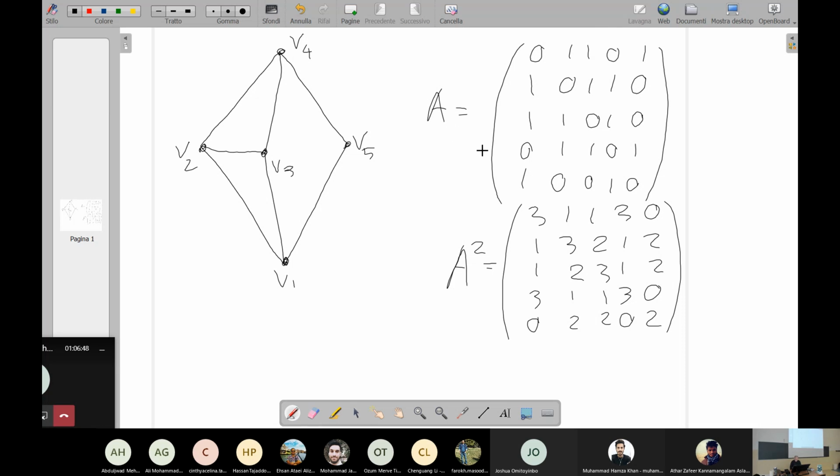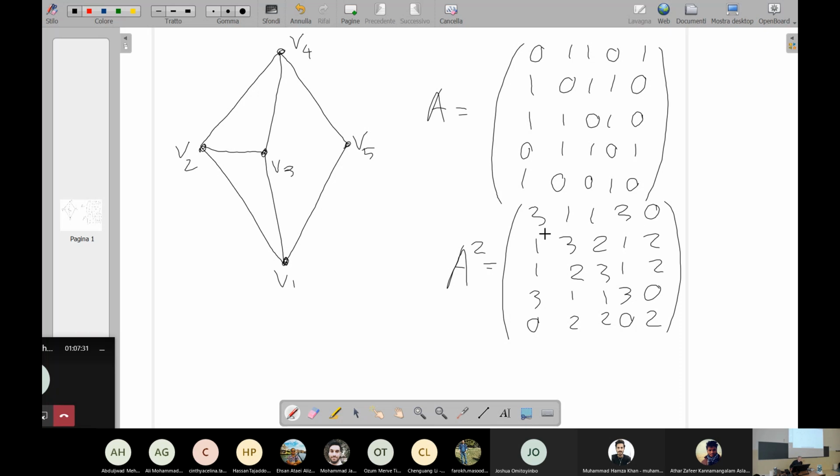Okay? Next, assuming that we have proved that A raised to power h minus 1 is exactly the matrix whose entries represent the number of walks from one vertex to another. It is so, but this is not the important thing. Assume it is, and actually it is, okay? You can check that, but it's not important in this moment. I want to show you how the inductive step works, okay?